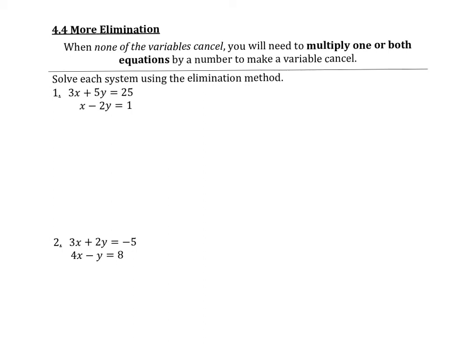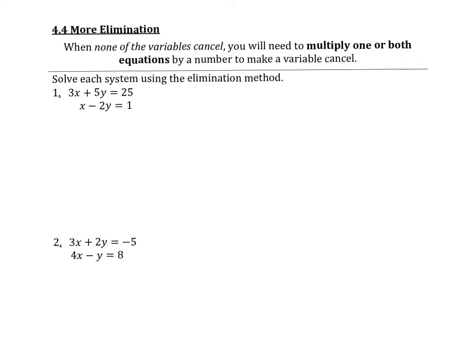Okay, for section 4.4, we are continuing with the elimination process, but in this case, sometimes the variables will not cancel and you will need to multiply one or both equations by something to make the variables cancel. So if I look at number 1, they do line up, the x's line up, the y's line up, the equals and the constants line up, but the x's don't cancel and the y's don't cancel, so I need to multiply by something to make them cancel.